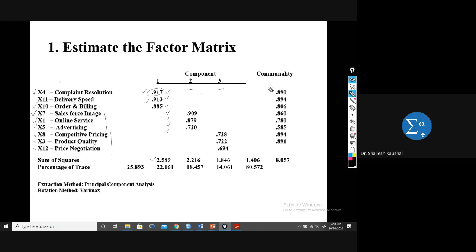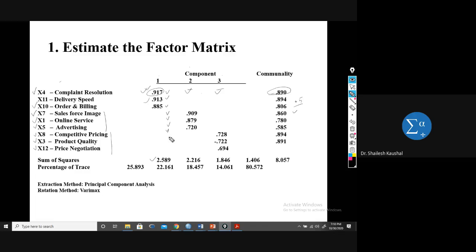And the communality: when we square the factor loadings horizontally, square of this factor loading, square of this, square of this, we obtain the communality. Theoretically the communality value should be greater than 0.5.